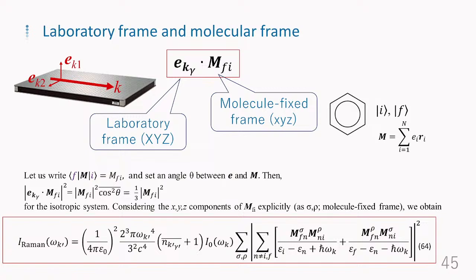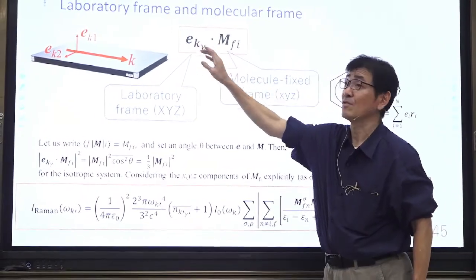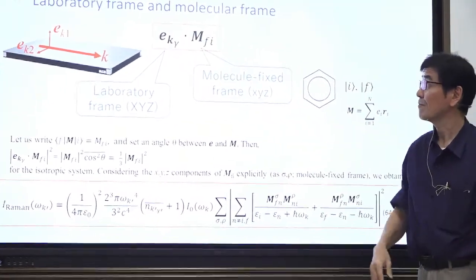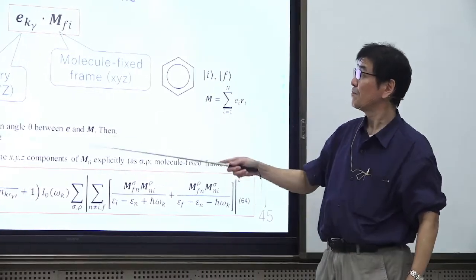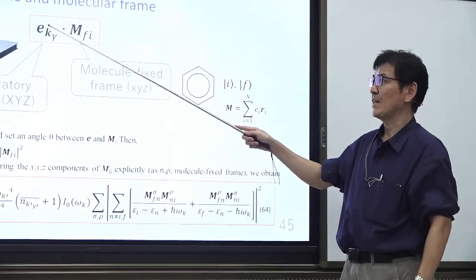And we need to consider one more point. That is the frame of the coordinate. In the previous formulation, there was a term, the inner product of e_kγ and M_FI, for example. So this is the inner product of the electric field polarization vector and the transition moment.